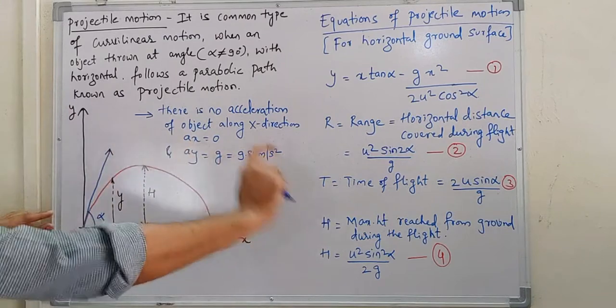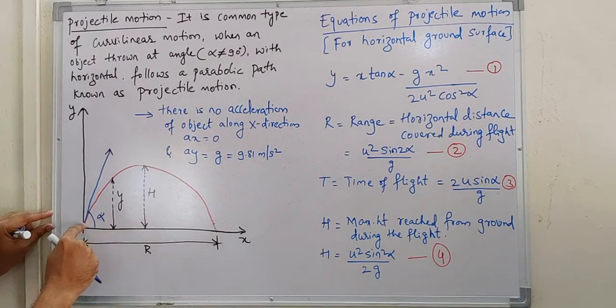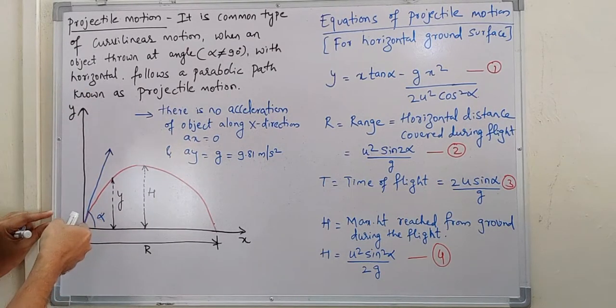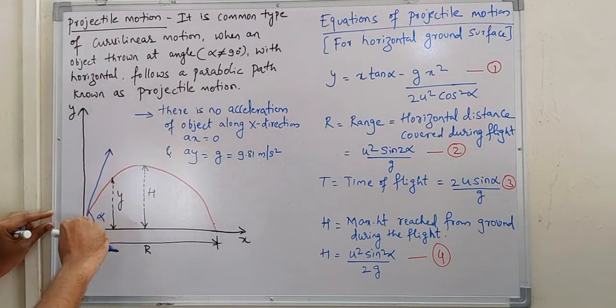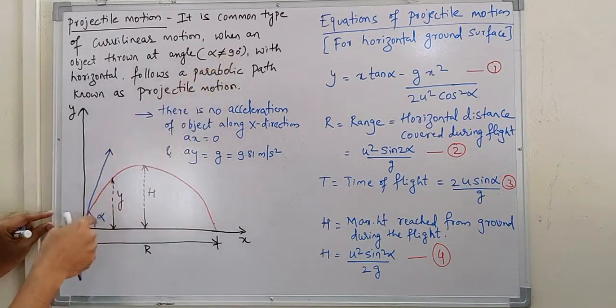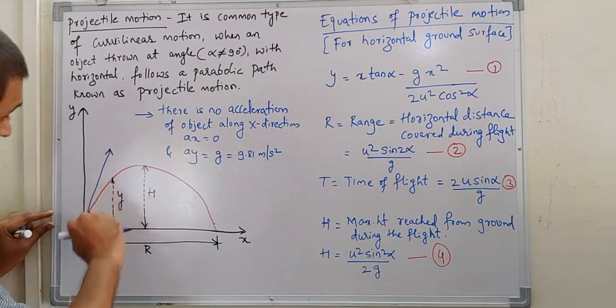I'm quickly briefing what it says. Projectile motion is a type of curvilinear motion. When a particle or any object or any body is thrown at some inclination, the inclination should not be 90 degrees. If it is 90 degrees, again it will be a rectilinear motion: it goes up and comes back in the same direction. But whatever the inclination, it has to be not equal to 90 degrees, less than or greater than 90 degrees. In that case, it follows the parabolic path.